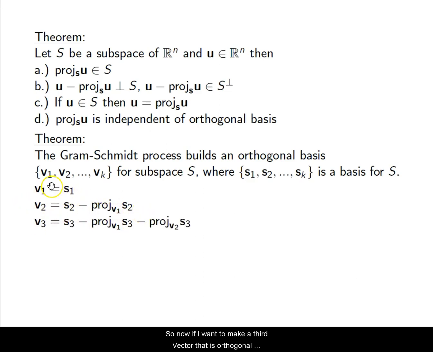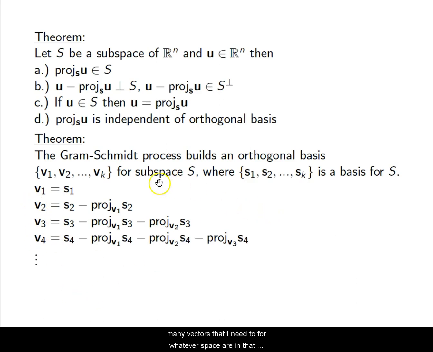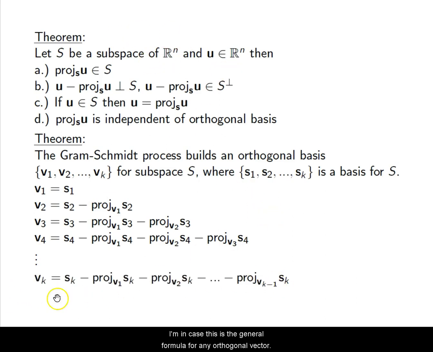Now if I want to make a third vector that is orthogonal to all of the previous two, I'm going to take the third vector in my basis and subtract from it its projection onto the subspace formed by the other two vectors. So that's the projection of S3 onto the first vector and S3 onto the second orthogonal vector. This is the process that we use, and I can do this for as many vectors as I need for whatever space Rn that I'm in. This is the general formula for any orthogonal vector set being built by the Gram-Schmidt process.